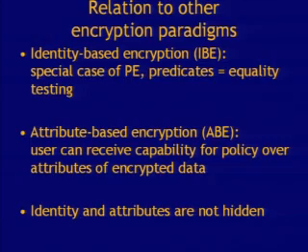So predicate encryption is related to a lot of other encryption paradigms which we all have heard of. For example, identity-based encryption can be seen as a special case of predicate encryption where the predicates correspond to equality testing. So in identity-based encryption, each person's public key is a string corresponding to their identity. For example, their email address.